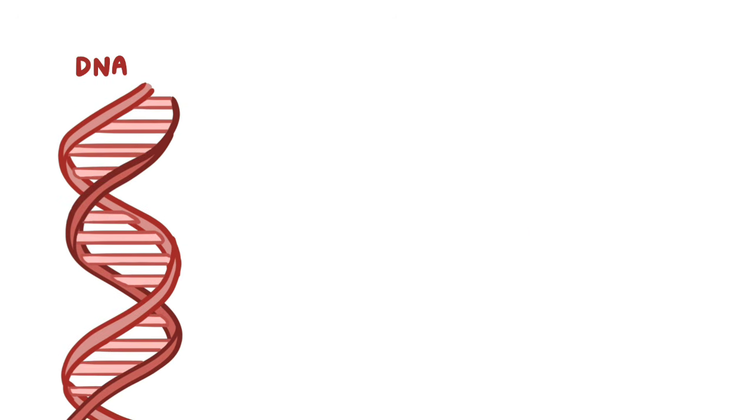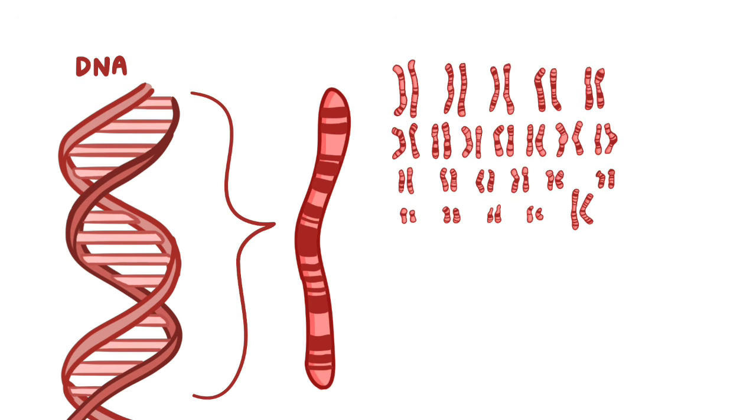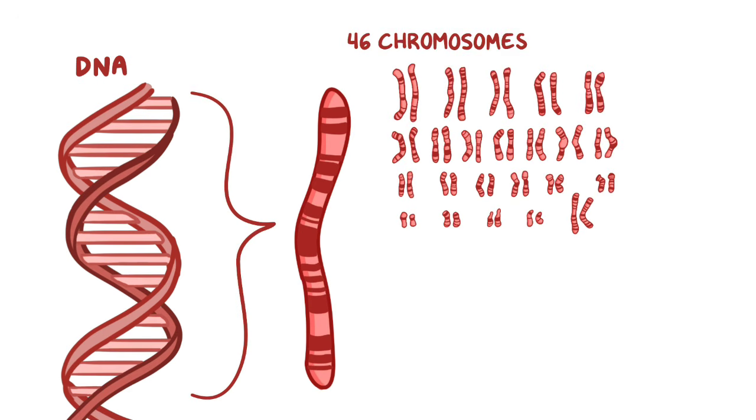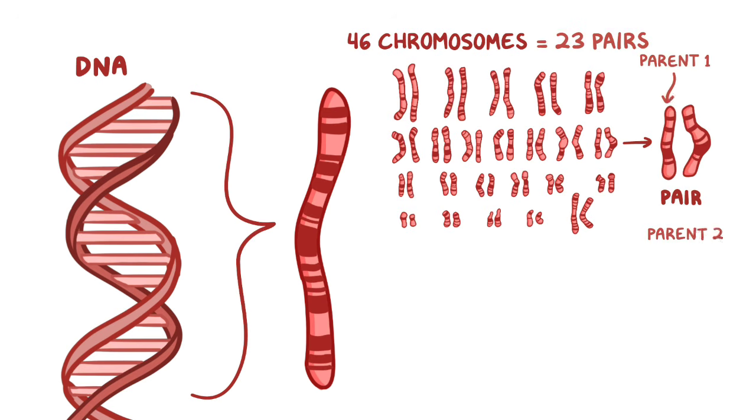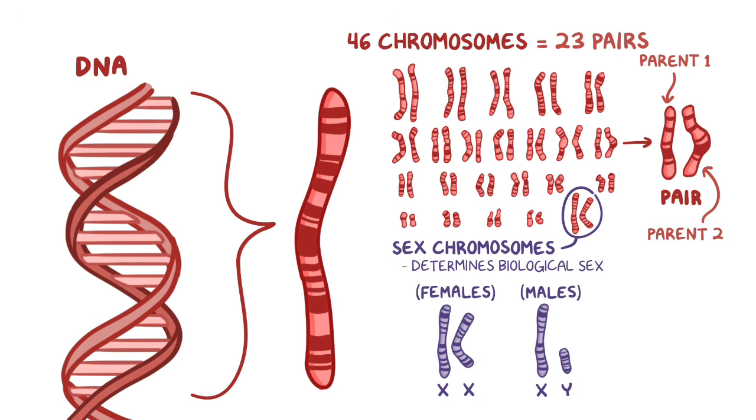Now, our DNA is this humongous blueprint of information on how to make a human, which is usually packaged up nicely into 46 chromosomes. These 46 chromosomes come in 23 pairs, and each pair has one chromosome from each parent. One of these pairs, the sex chromosomes, determines a person's biological sex and can be made up of either two X chromosomes for females or an X and a Y chromosome for males.